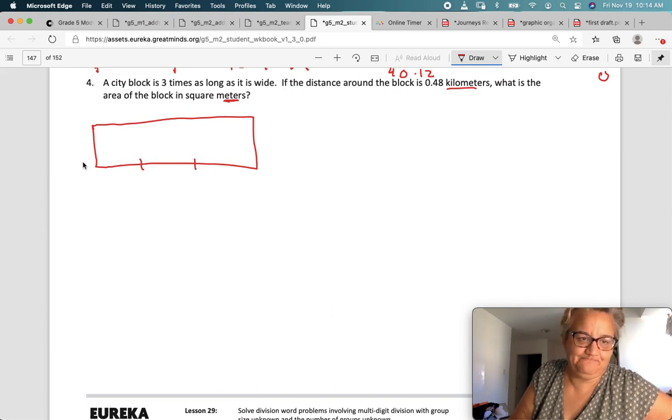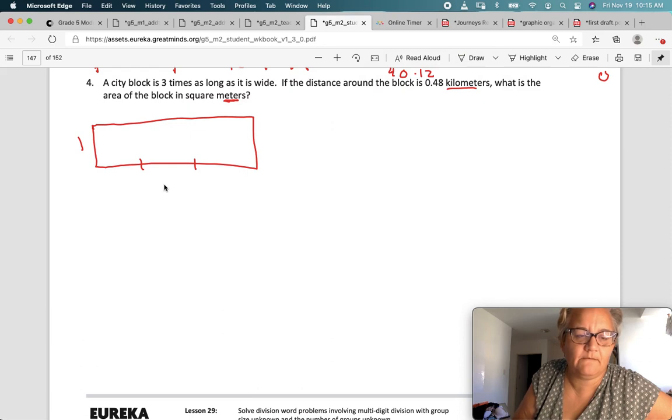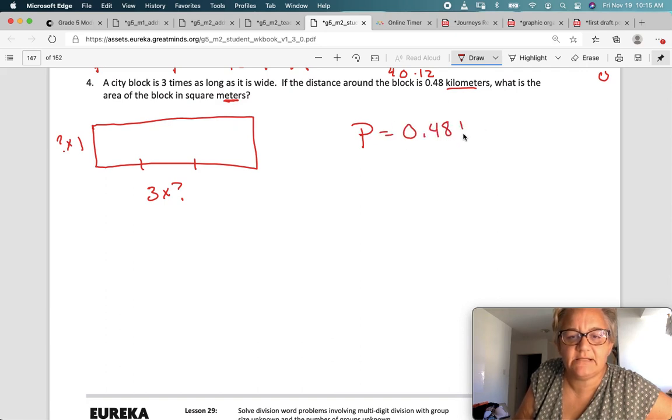Let's see. So we know this is 1, and we know this is 3, but it's 3 times something, which we don't know. What happened to my marker? There we go. 3 times something we don't know, and 1 times something we don't know, right? And we need to figure out the distance around the block. We know the perimeter equals 0.48 kilometers.